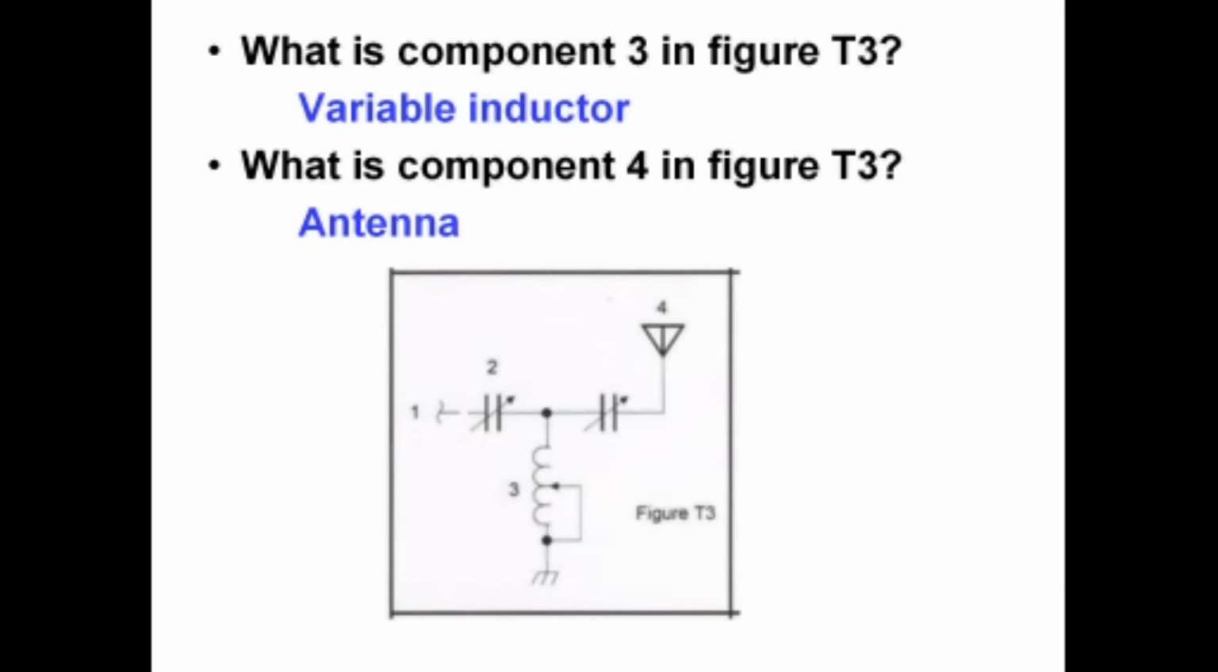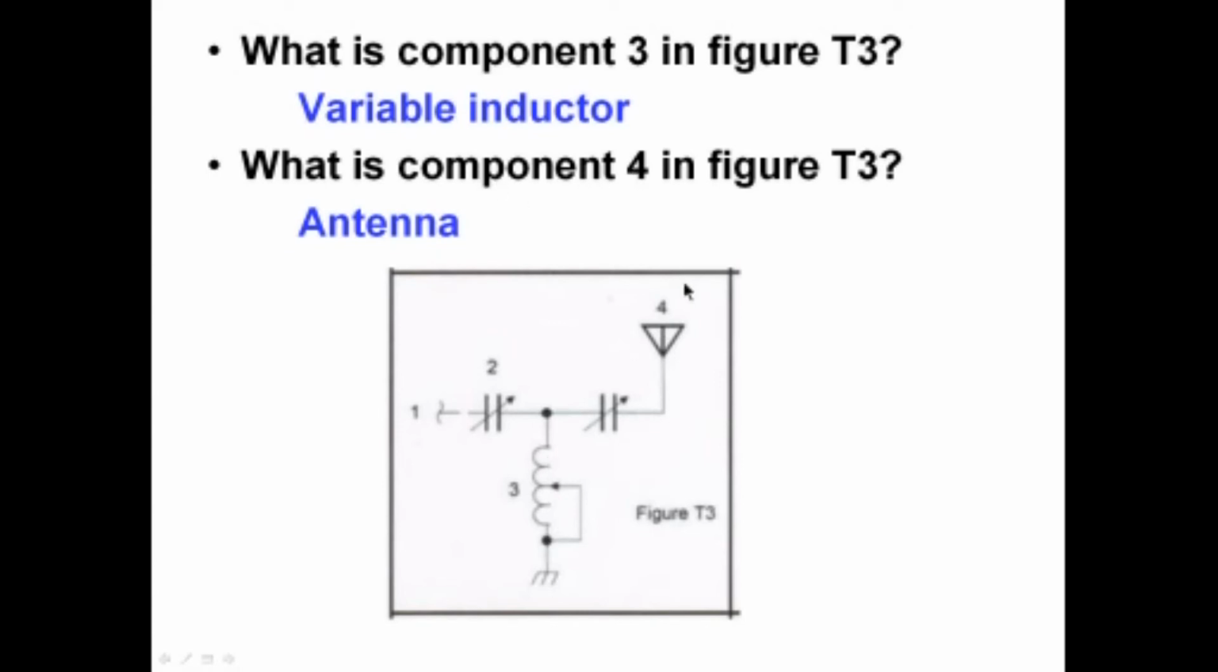What is component 3 in figure T3? It is a variable inductor. Here we see an inductor, and we haven't seen this before with the arrow on it, have we? But we can also have variable inductors. We can have a coil here with a slider that can move along to the various turns of the coil to give us different values of inductance. Okay, so this is a variable inductor.